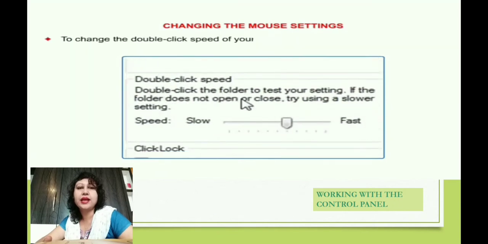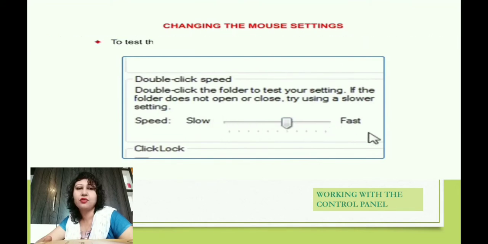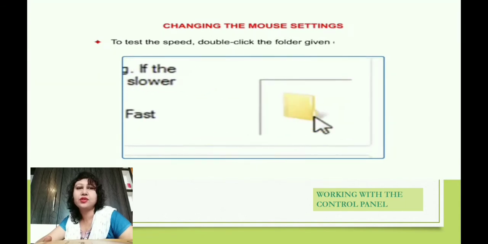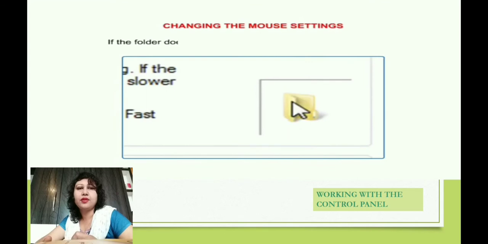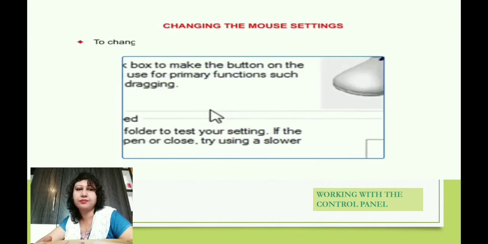Then, in order to change the double click speed of our mouse, we have to drag the slider towards the left to make it slow and towards the right to make it fast. To test the speed, we just have to double click the folder given on the right side. If the folder does not open or close, then we have to try using a slower setting.